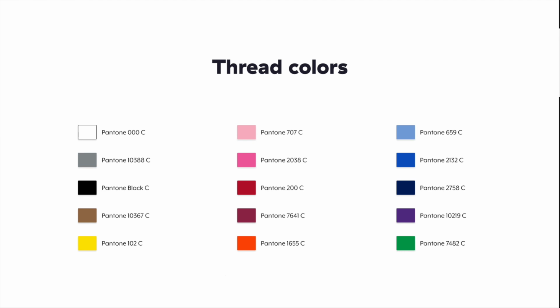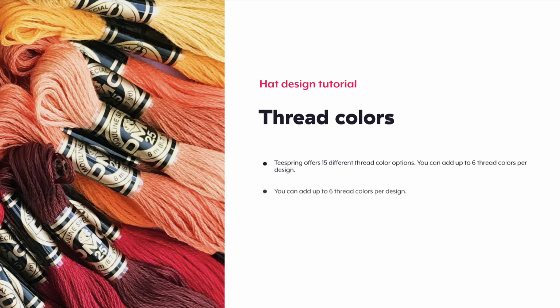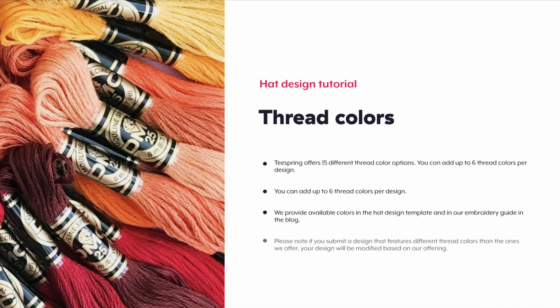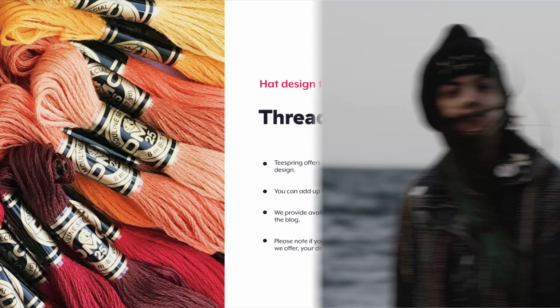Teespring offers 15 different thread color options. You can add up to 6 thread colors per design. We provide the available colors in the hat design template and in our embroidery guide in the blog. Please note, if you submit a design that features different thread colors than the ones we offer, your design will be modified based on our offering.